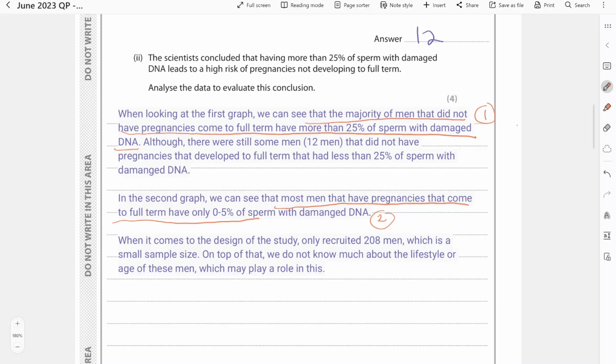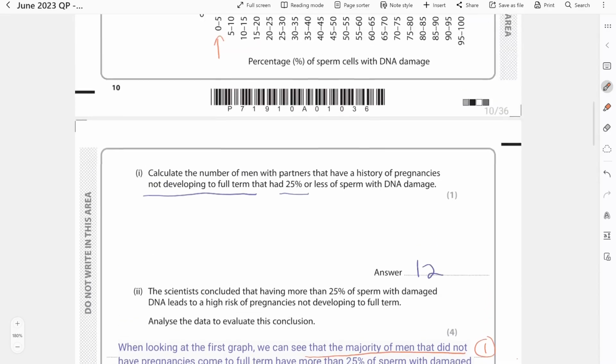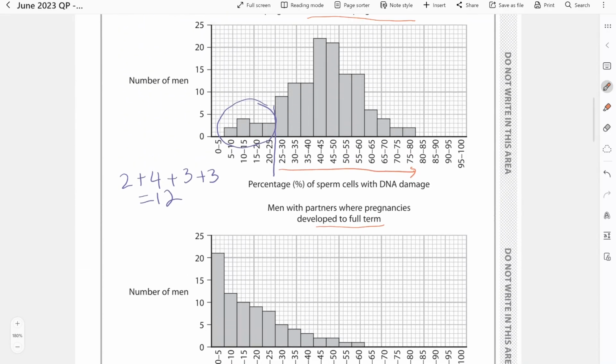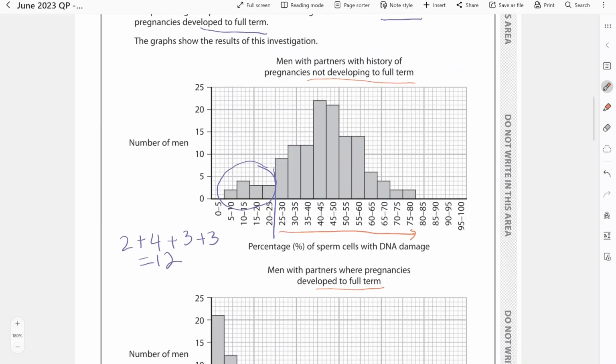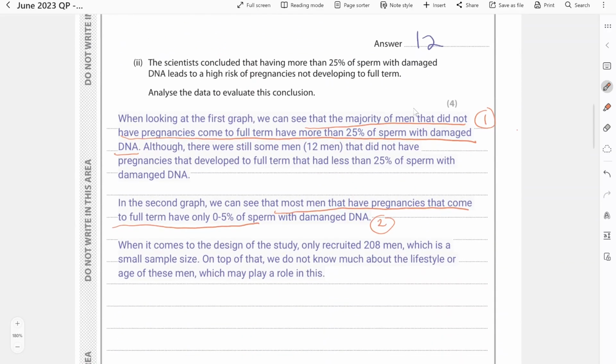So some statements that can go against this: you can see that even though these people had less than 25% of sperm cells with DNA damage, their partners' pregnancies did not go to full term. So I wrote that here. Although there were some men that did not have this one here.